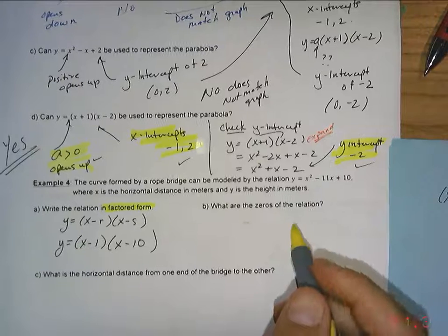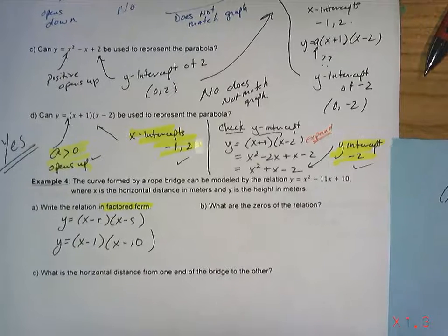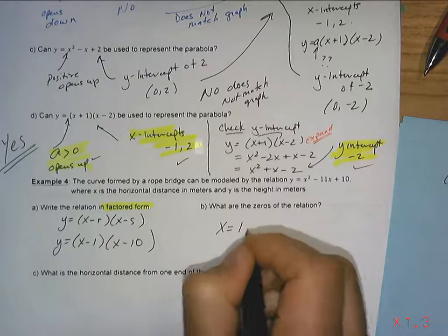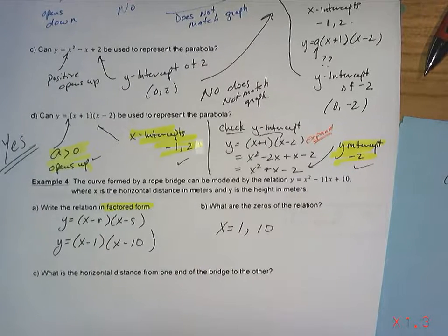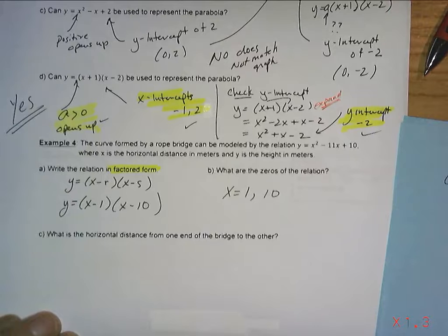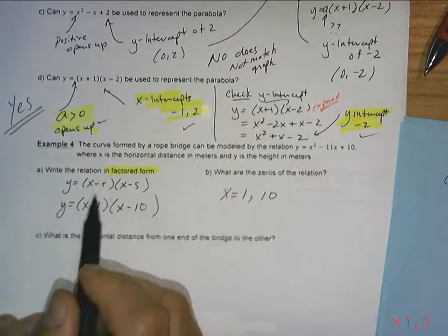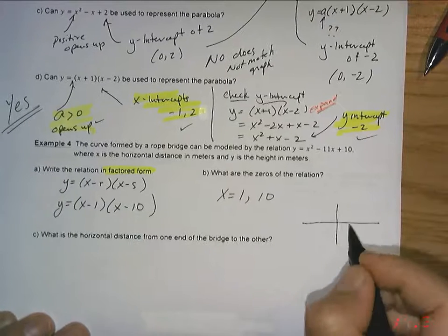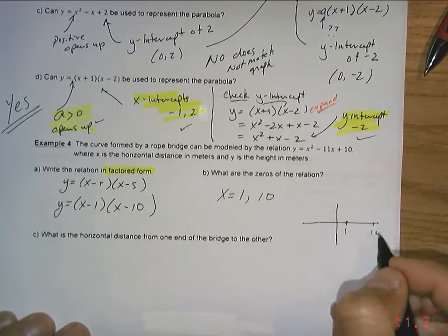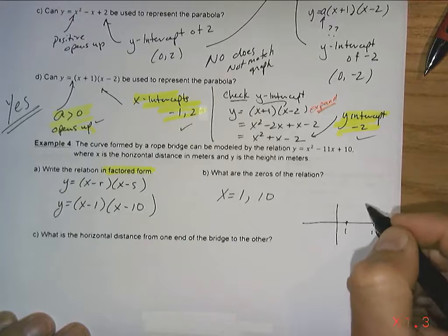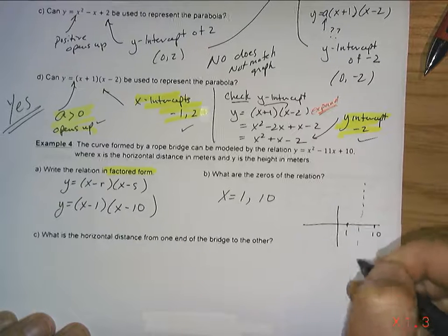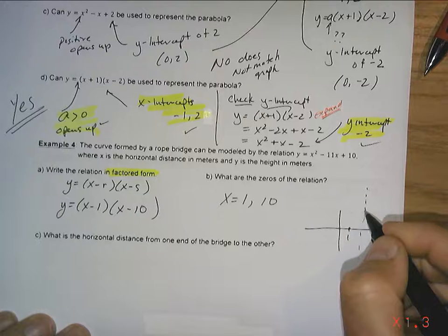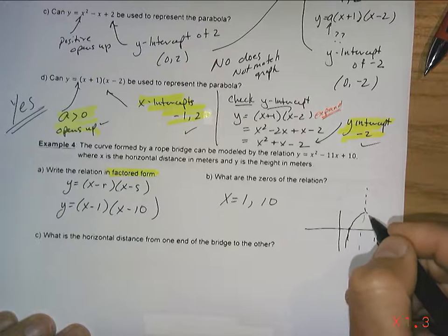What's next? What are the zeros? Well, the zeros are going to be x = 1 and 10. What that means is that we have a parabola that opens down and it's crossing the x-axis at 1 and 10. So it looks something like this. 1, 10, and it opens down. The axis of symmetry has to be halfway between there. So it's looking something like this.